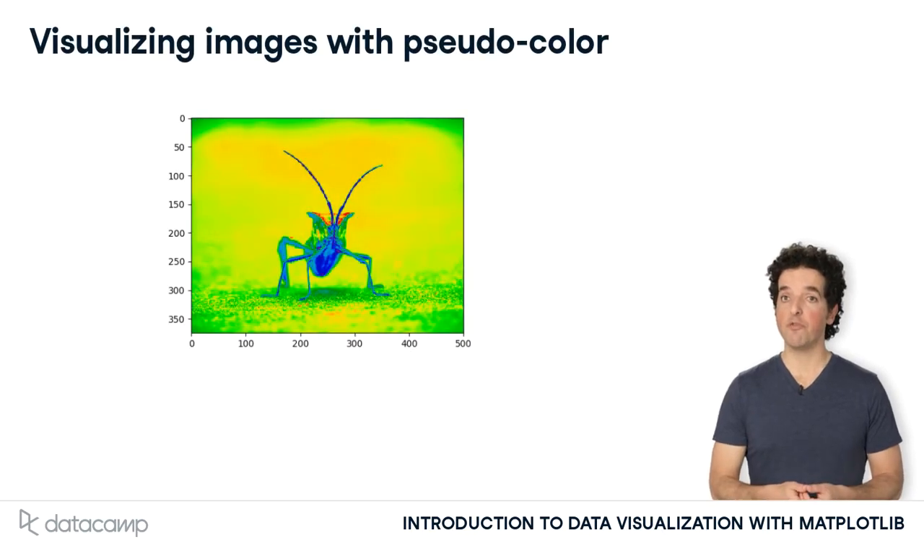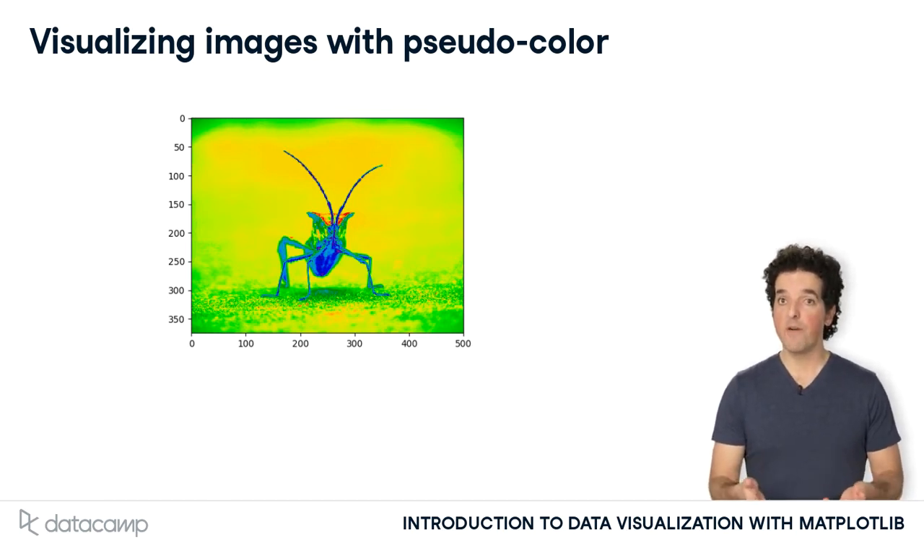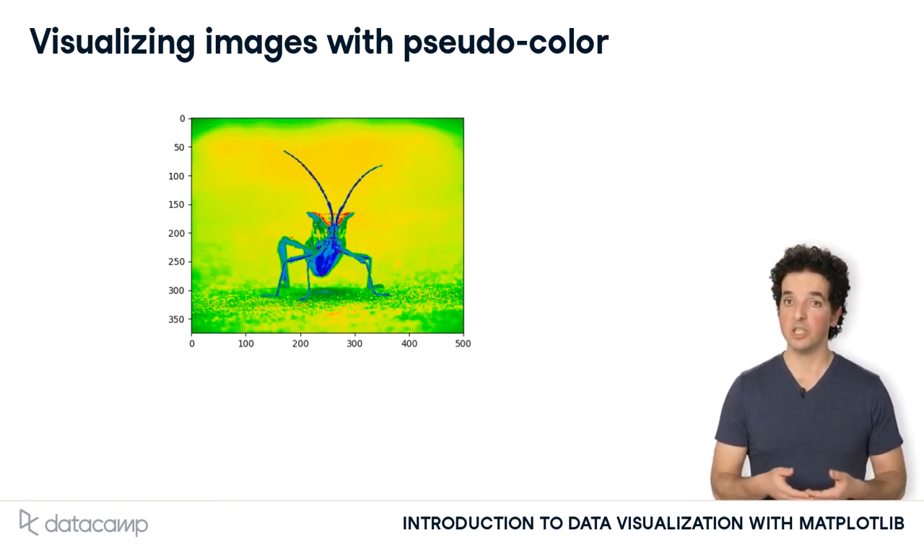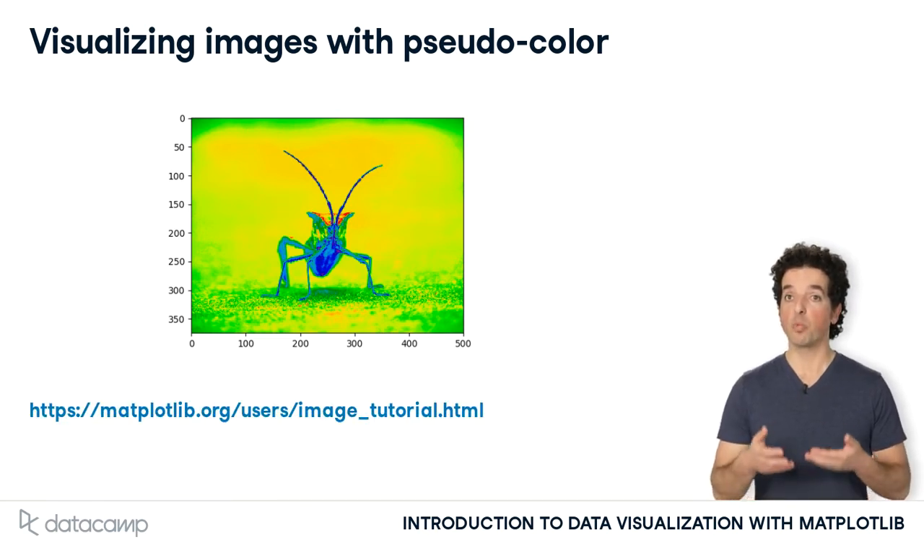Another capability of Matplotlib is visualizing data from images. For example, here is an image visualized using pseudo-color, where each value in the image is translated into a color. You can learn more about working with images in this URL.